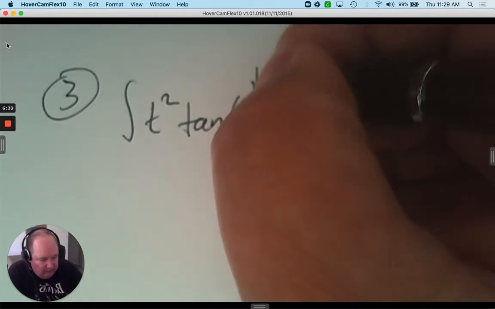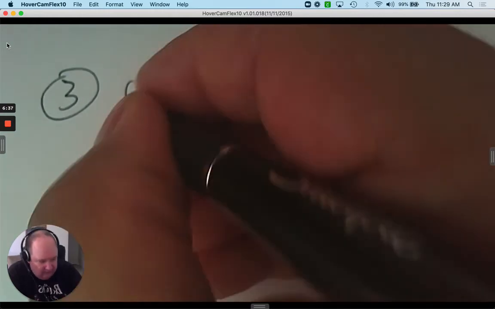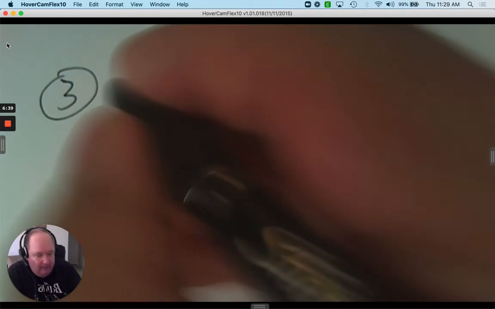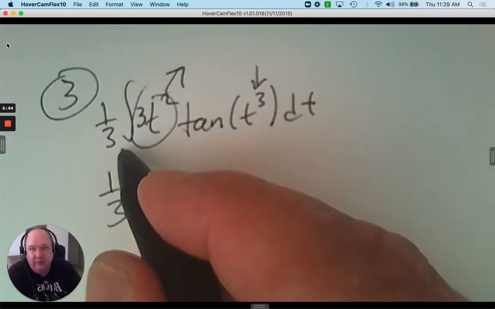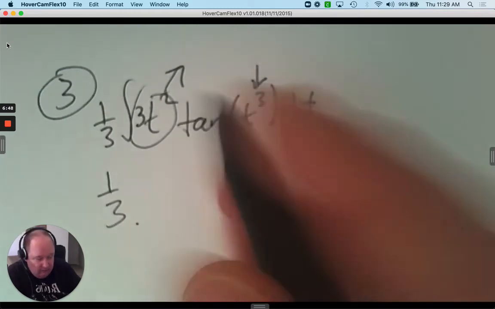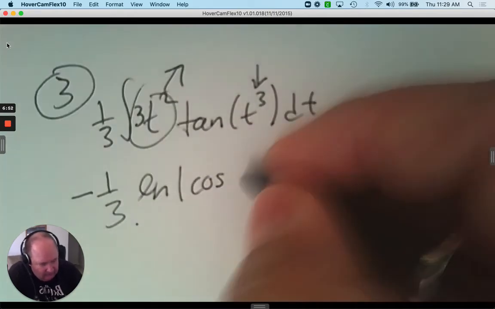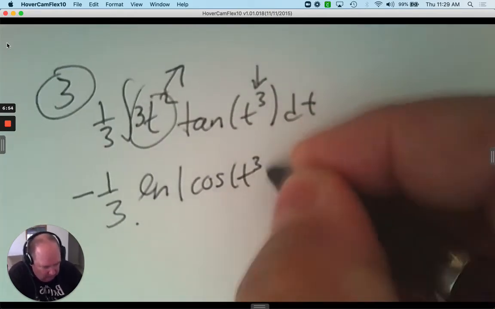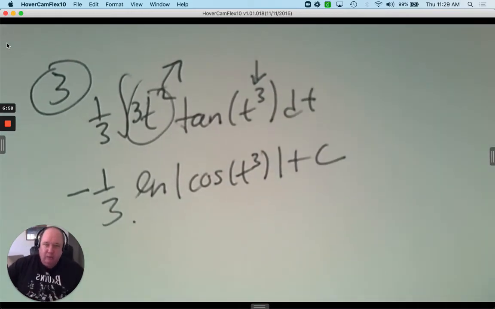The derivative of tangent cubed is 3t squared, and that means I need a 1/3. So we're going to unhook this. We have 1/3. The rule for tangent is a logarithm. It's negative ln cosine, and then inside would be t cubed plus c. That's knowing your rules and seeing them. And again, it's practice and experience to be able to get through it.